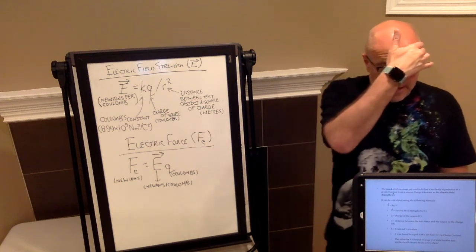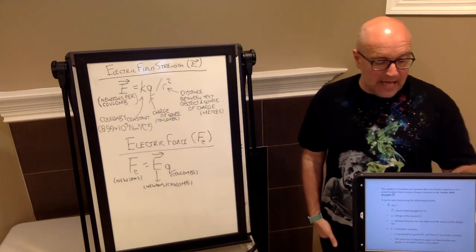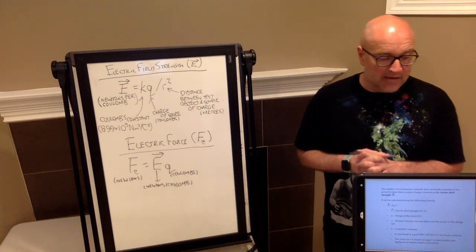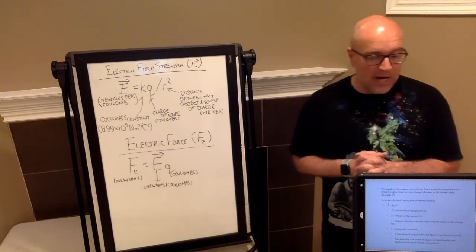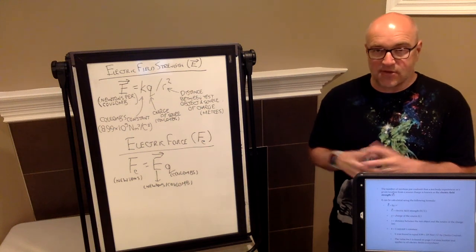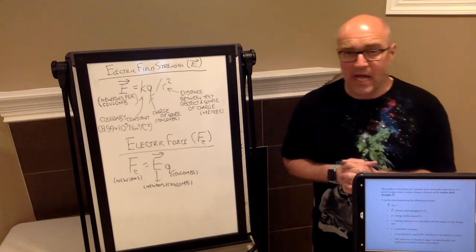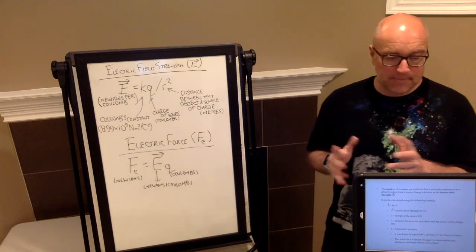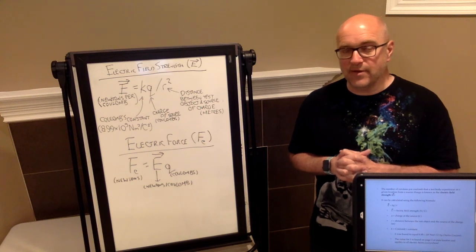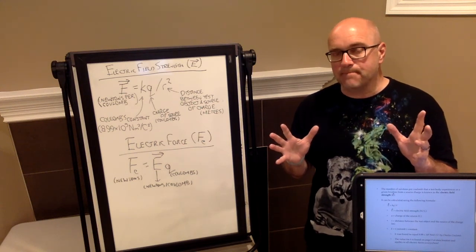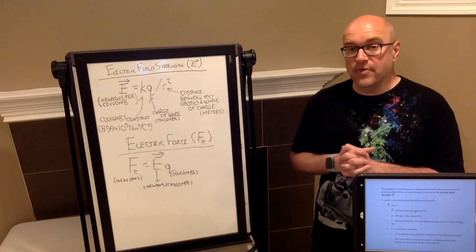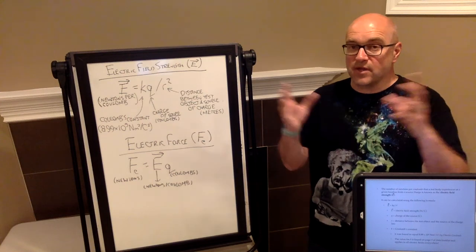All right, so that's the equation. Electrical field strength is very similar to gravitational field strength. It's the number of newtons per coulomb that a test body experiences at a given location from a source of charge. The higher the charge of the object that generates the electrical field, the bigger the electrical field strength.